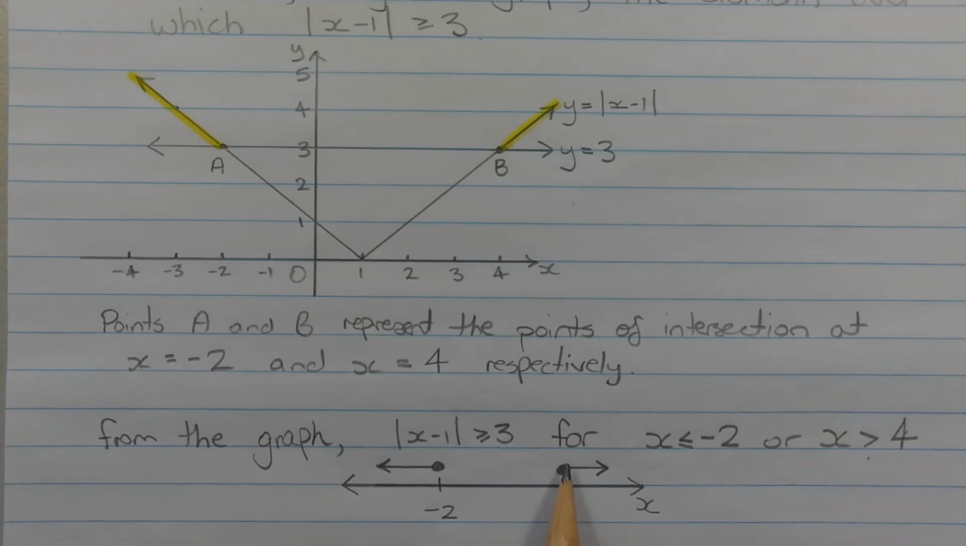Note the solid circles above x equals -2 and x equals 4 with an arrow pointing to the left-hand side from this circle here and an arrow pointing to the right-hand side from this circle here.